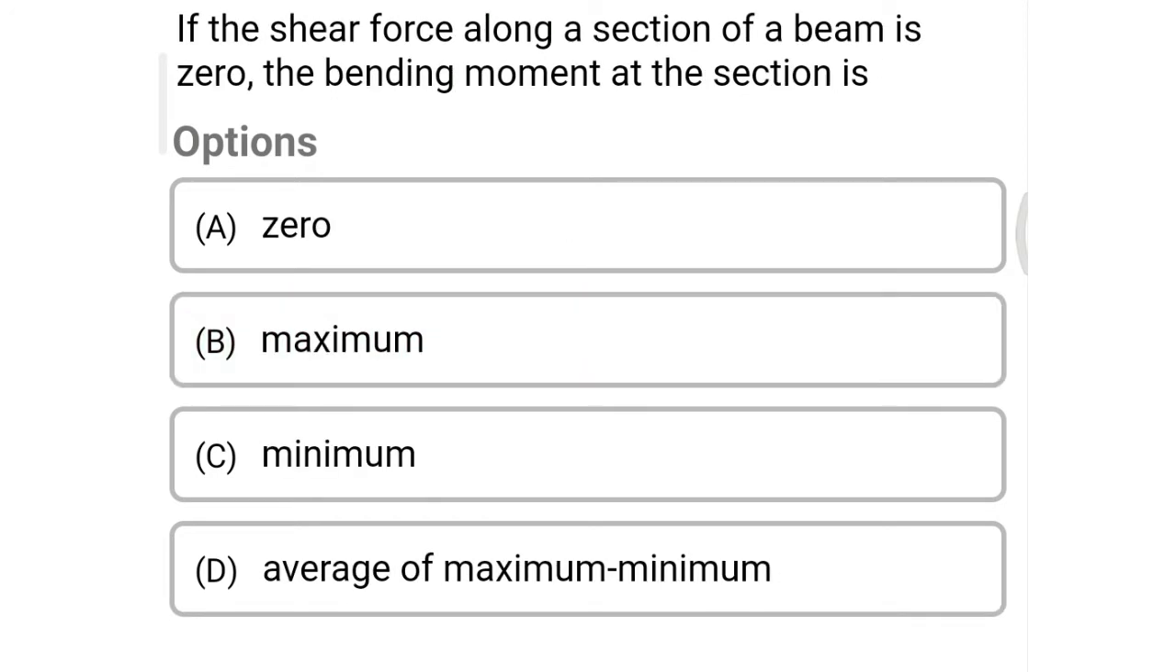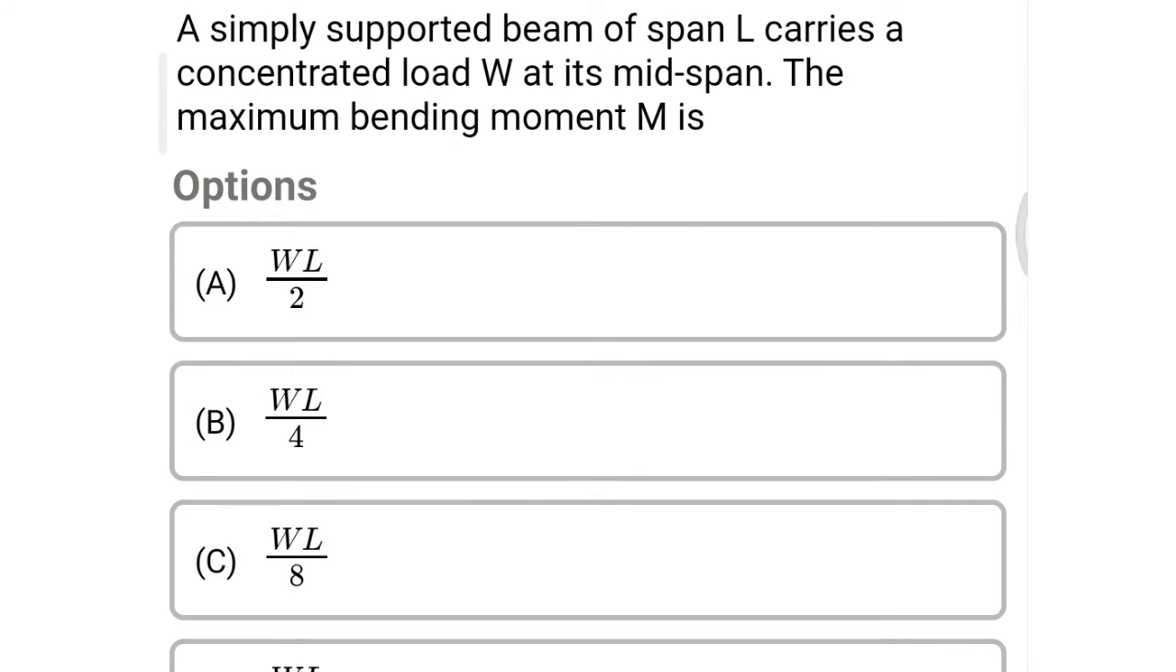So next question, if the shear force along the section of the beam is 0, the bending moment at the section is option A 0, option B maximum, option C minimum, option D average of maximum and minimum. So the correct answer is option B, maximum. So next question, the simply supported beam of span L carries the concentrated load W at the midspan. The maximum bending moment M is option A WL divided by 2, option B WL divided by 4, option C WL by 8, option D WL divided by 12. So the correct answer is option B, WL by 4.